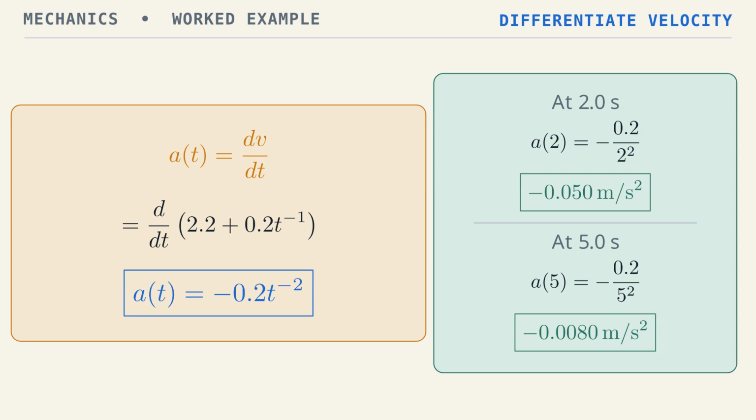At 2 seconds, the acceleration is negative 0.050 meters per second squared. At 5 seconds, it is negative 0.0080 meters per second squared. The negative sign agrees with the slowly decreasing velocity graph.